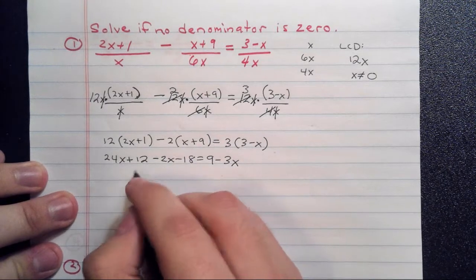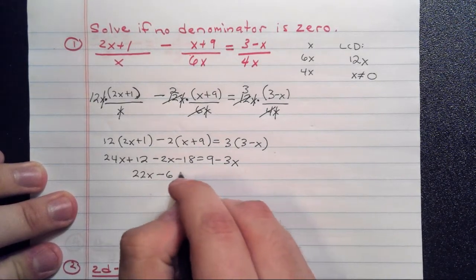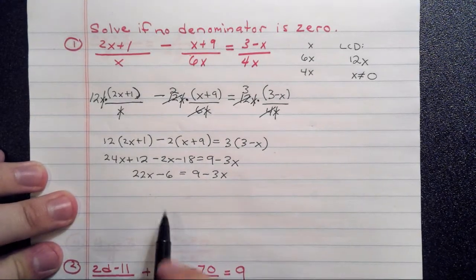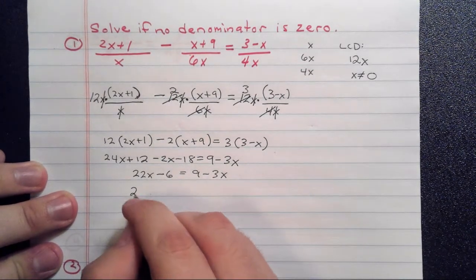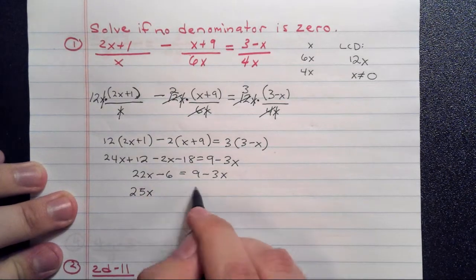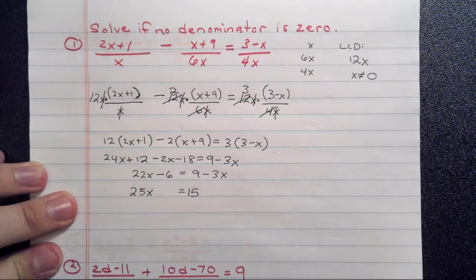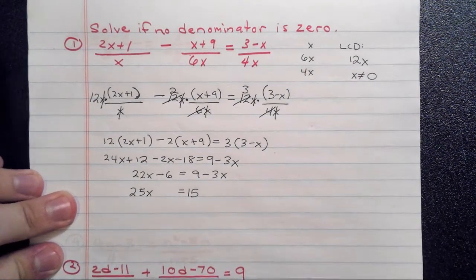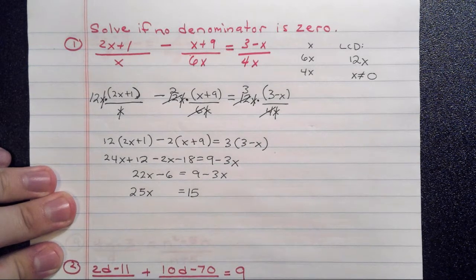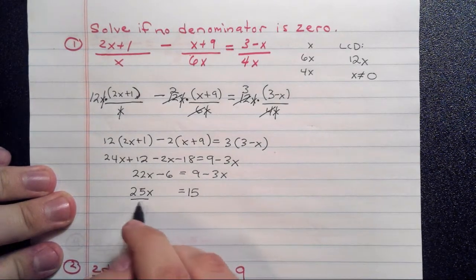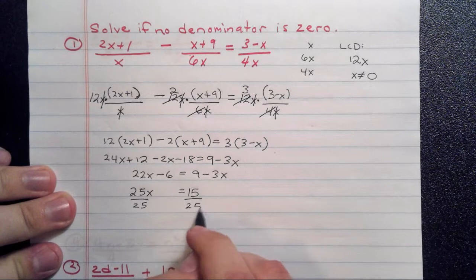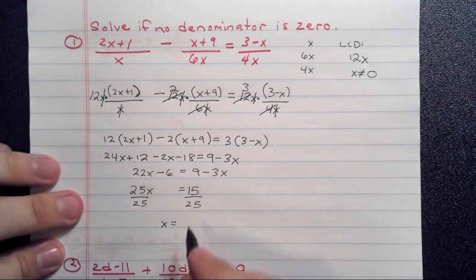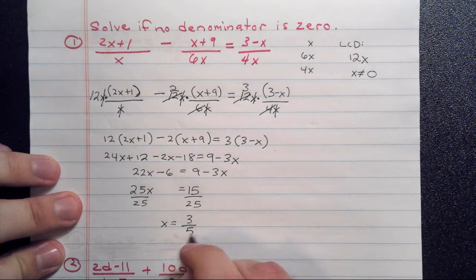If I combine like terms over here, I will have 22x minus 6 is equal to 9 minus 3x. And then what I want to do is get my x's to one side. If I add 3x to both sides, I will get 25x. If I add 6 to both sides, I will get equals 15. I combined two steps there at once, but you've been doing algebra long enough, you know what I'm doing, so you should be comfortable with that. So if I want to solve for x, I divide by 25, and I get that x is equal to 15 over 25. Well, 15 over 25 simplifies to 3/5.